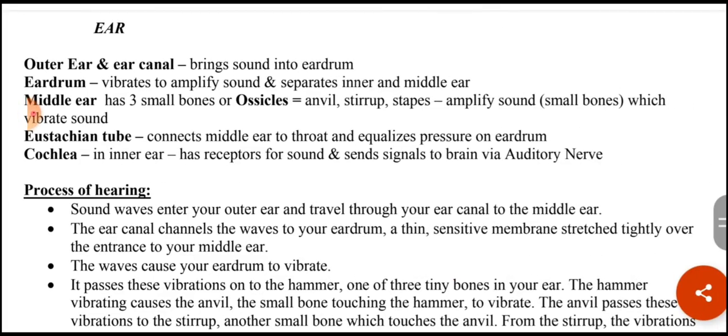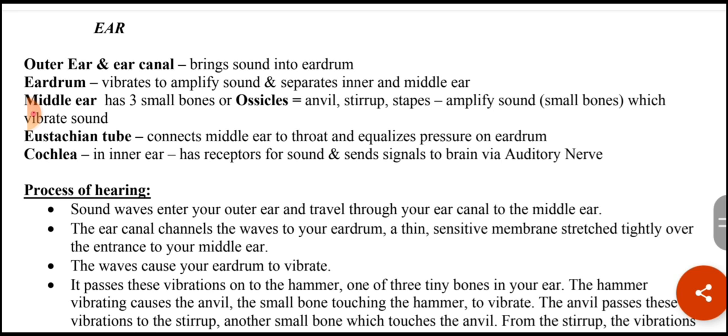Process of hearing. Sound waves enter your outer ear and travel through your ear canal to the middle ear. The ear canal channels the waves to your eardrum, a thin, sensitive membrane stretched tightly over the entrance to your middle ear. The waves cause your eardrum to vibrate. It passes these vibrations on to the hammer, one of the three tiny bones in the ear.